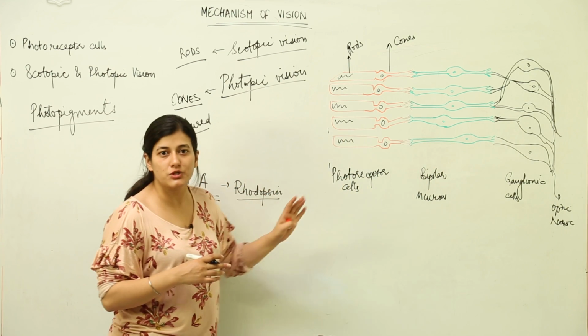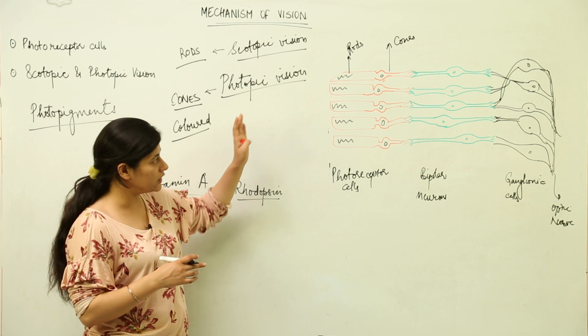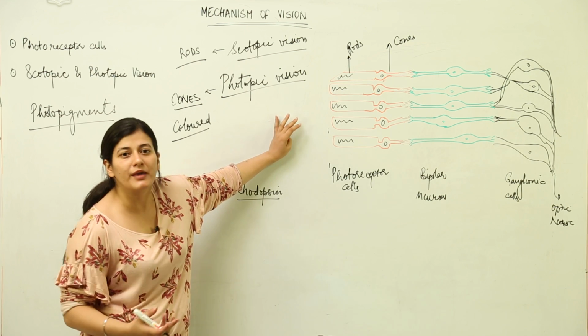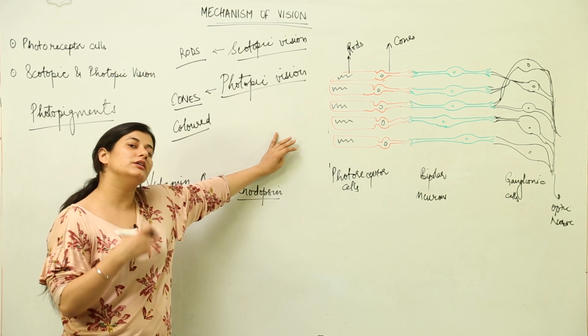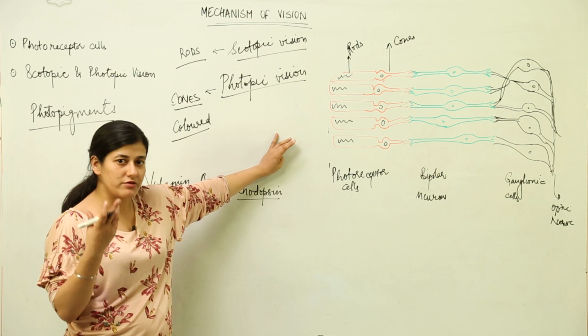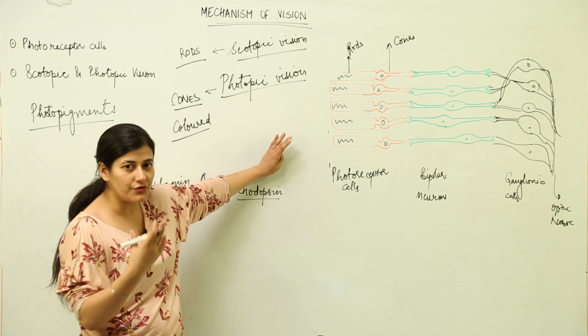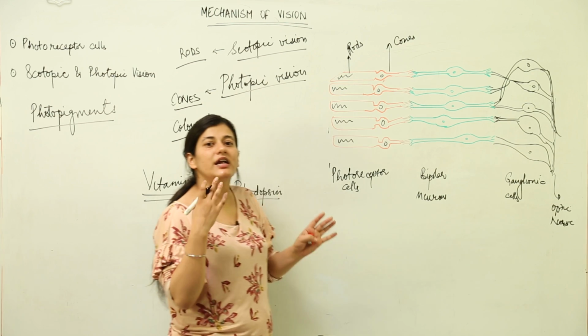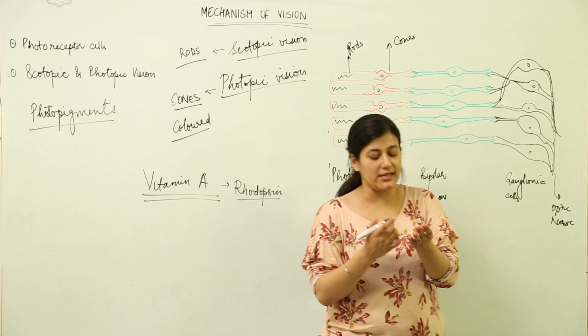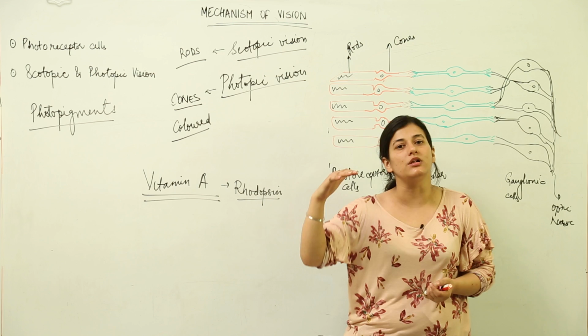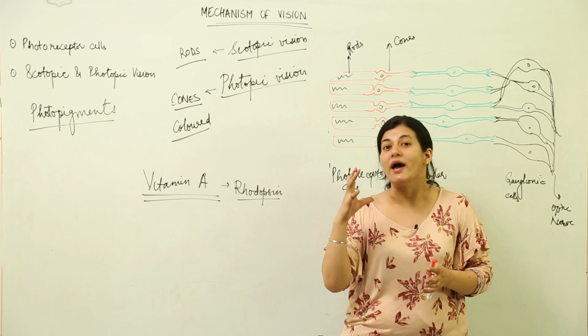Why? Because cones have 3 different types of pigment cells present in them. The different types of pigment cells are responsible for perceiving light in 3 different colors, that is red, green and blue. In case all the cells are stimulated at an equal level, then what you see is white light.